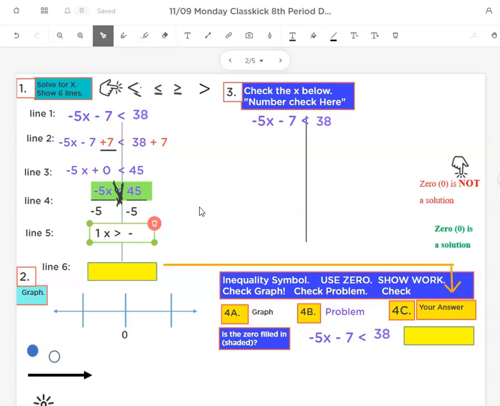And now I'm going to end up with a negative 9. 45 divided by negative 5 is negative 9. One more step. The 1 times x is x. X is greater than negative 9.